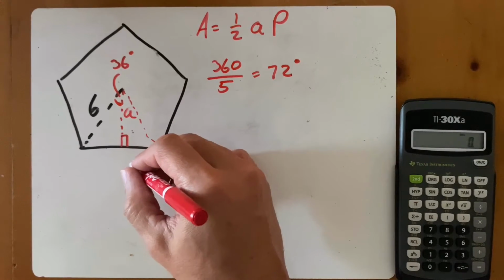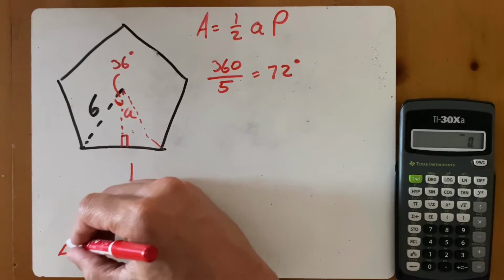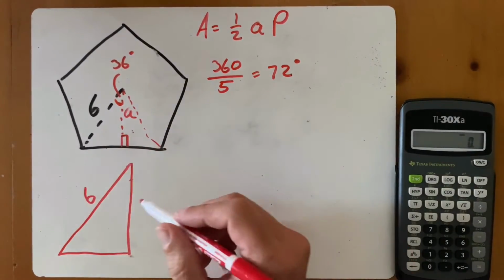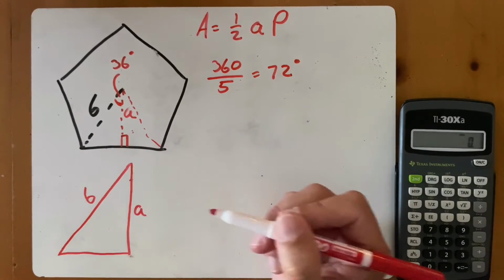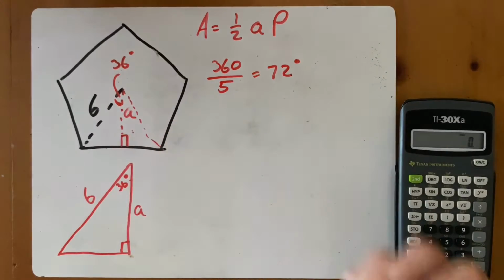So let's expand it out here so that way it's a little bit easier to see. All right, so the 6 is going to represent our hypotenuse. And then our apothem is going to be this side over here. So there's our right triangle. And then we've got a 36-degree angle there.